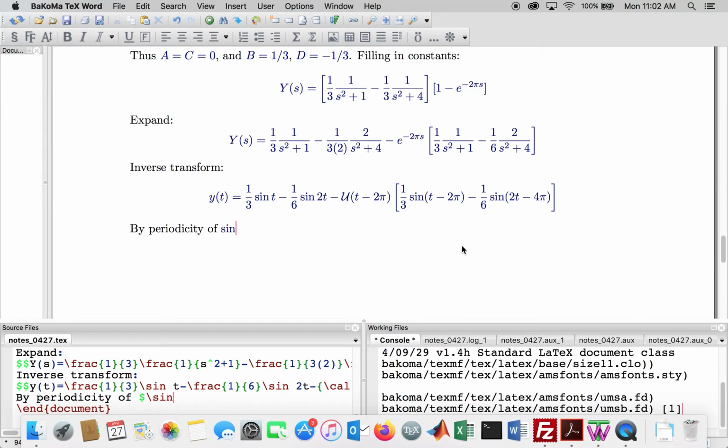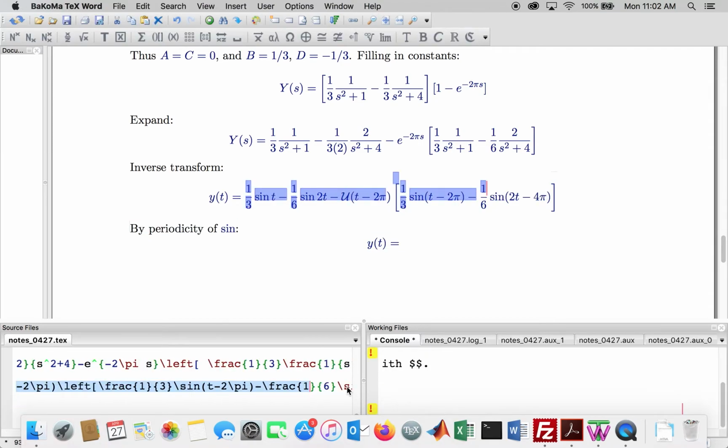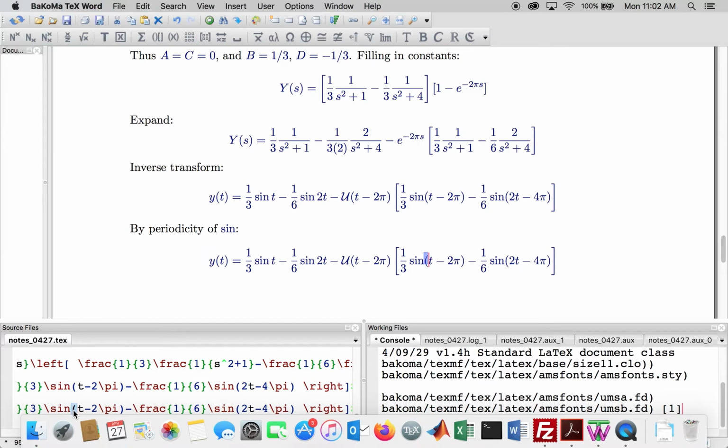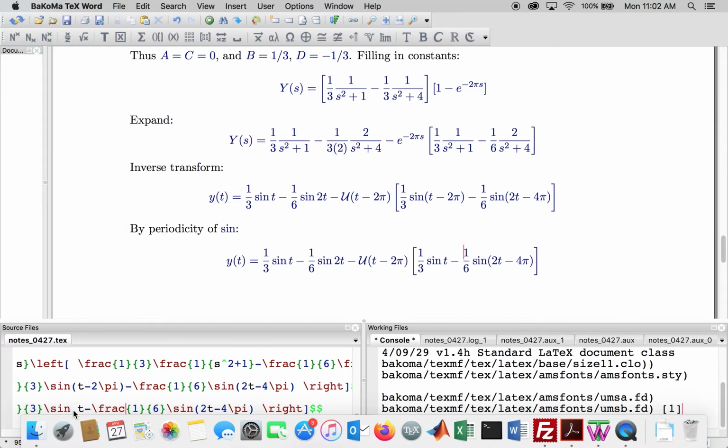Because sine is 2 pi periodic, for my final answer, I could just replace these arguments by just t in this case, and 2t in this case. And then I'm done. In the notes, I combine this into one term, do some factoring, but that's really not necessary at this point. It can just be left like this.